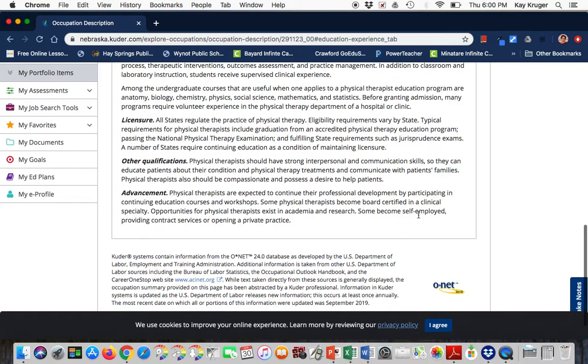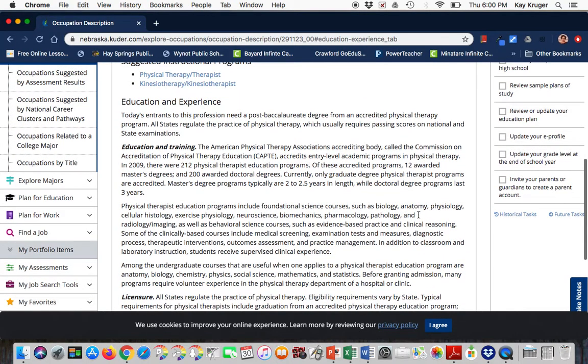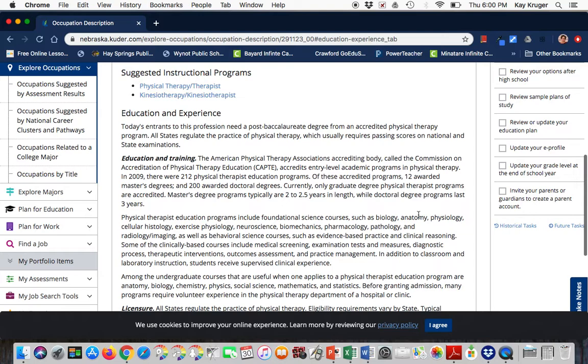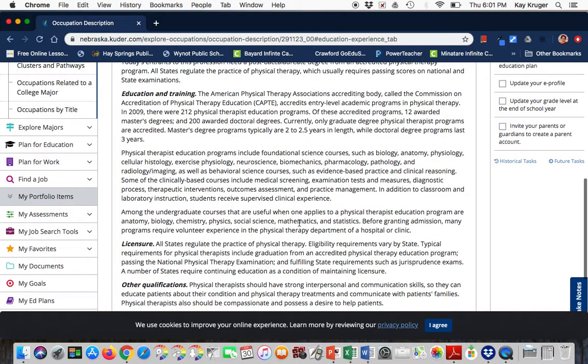Almost in any job, you might be able to move up to a supervisor or a management position. Those are advancement. There is also a question of what you can do during your high school years. So looking at the education, sometimes it will give you information about the college courses, biology, anatomy, physiology. Those are things that you can also take at the high school level. So what classes should you take? These are some of those things that you might want to consider. Mathematics, statistics, those are additional things.